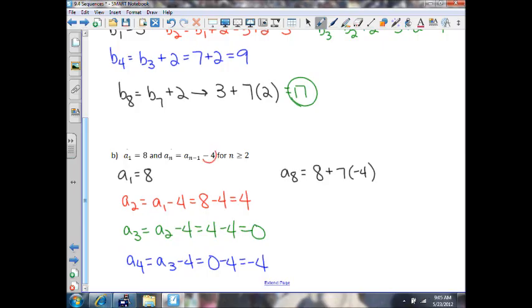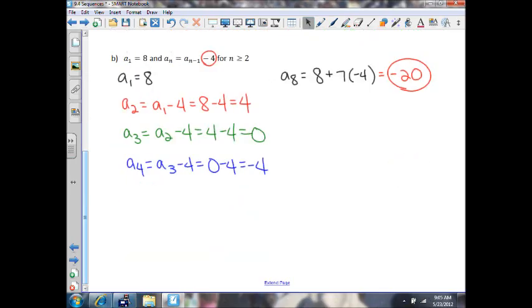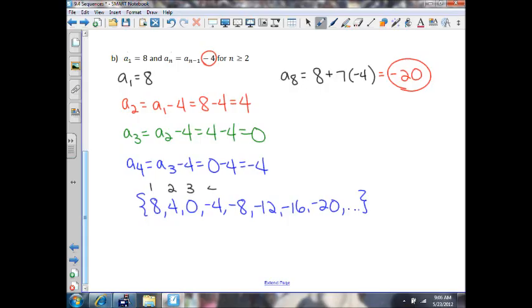It's a negative 4 because this is a minus 4 here. That'll be negative 20. Now if you list out the terms, you'll see 8, 4, 0, negative 4, negative 8, negative 12, negative 16, negative 20. So there's our sequence so far. Here's our first term, second, third, fourth, fifth, sixth, seventh, eighth. It's exactly what we got above.